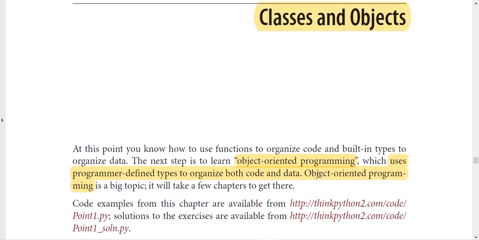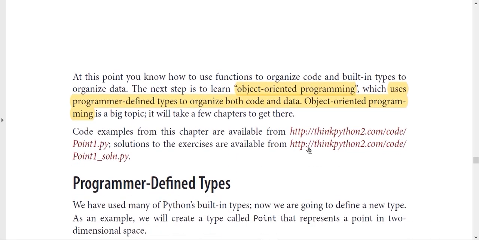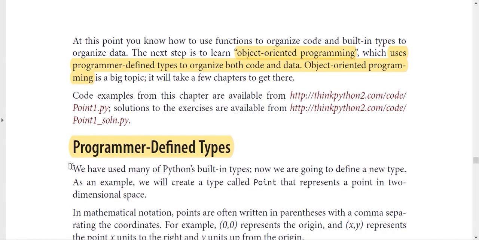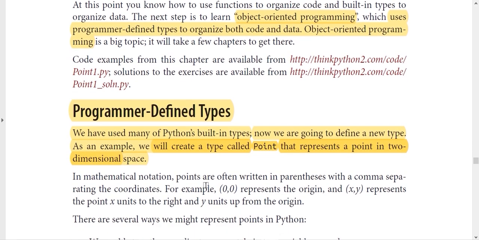Object-oriented programming is a very big topic. Therefore, it will take a few chapters to get there. So let us start with the first topic, which is programmer-defined types. Now, we have many built-in types in Python. Now we are going to define a new type. As an example, we will create a type called point that represents a point in two-dimensional space. Let us start it.